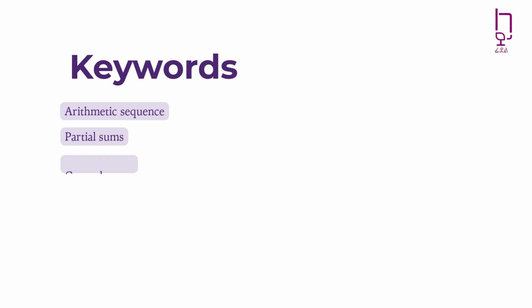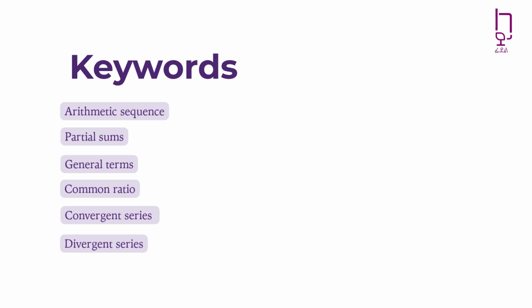We'll explain what a general term is for both sequences. We'll talk about a common ratio. A common ratio is a number that you get when you divide two or more numbers. We'll talk about two kinds of series, which are convergent series and divergent series. After this, we'll talk about infinite sequence and finite sequence.